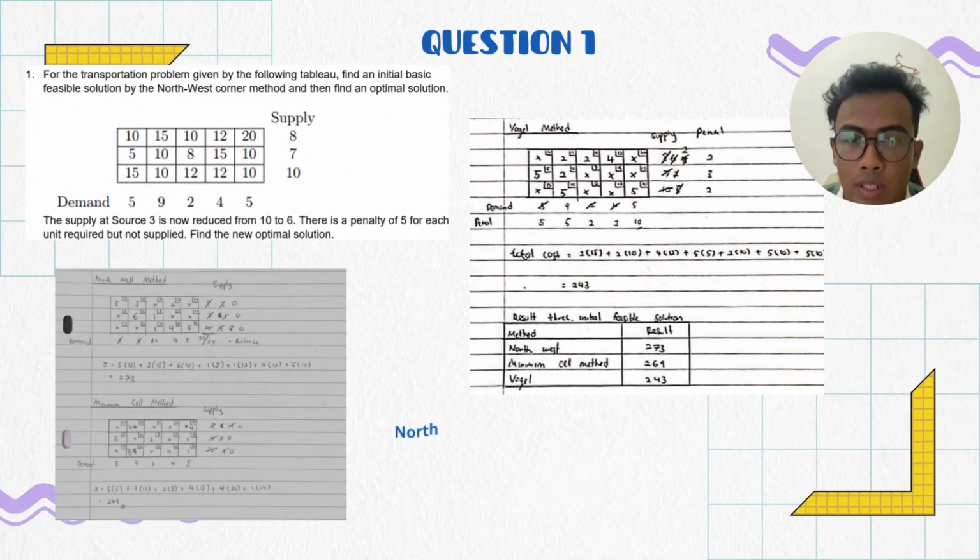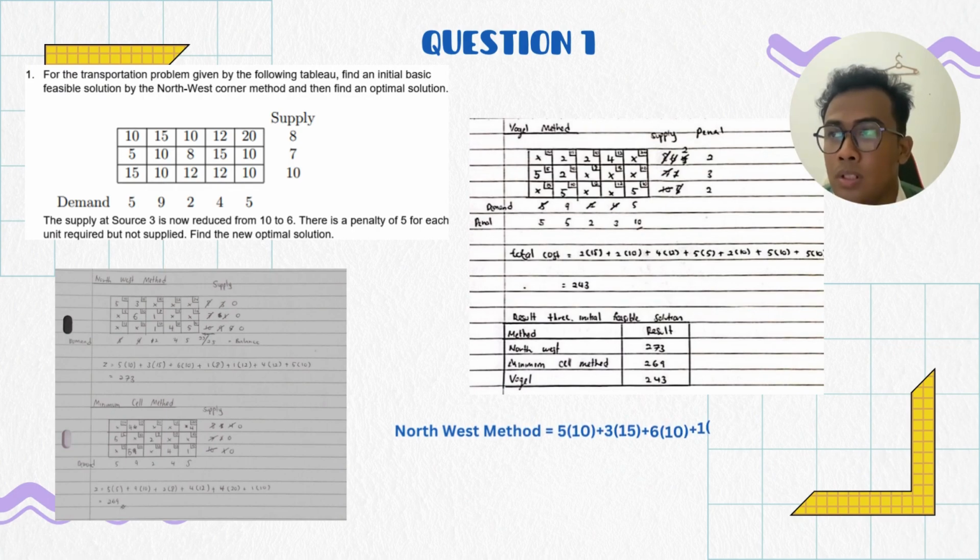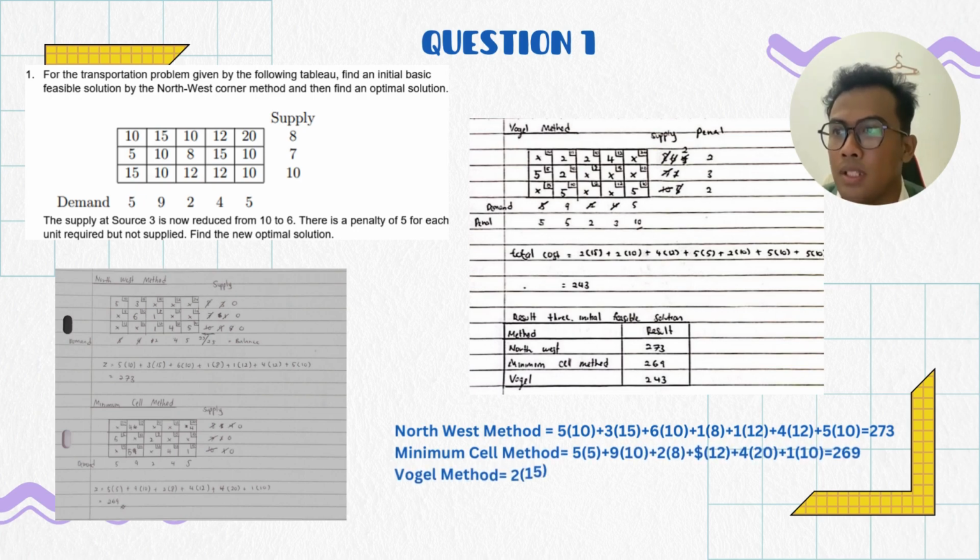Assalamualaikum, my name is Muhammad Daniel. I will explain to you about question number 1. For question number 1, I do 3 methods. First is the northwest method, second is the minimal cell method, and third one is the Vogel method.